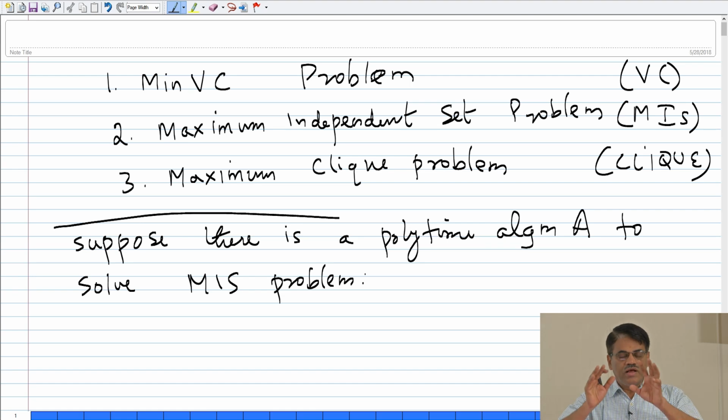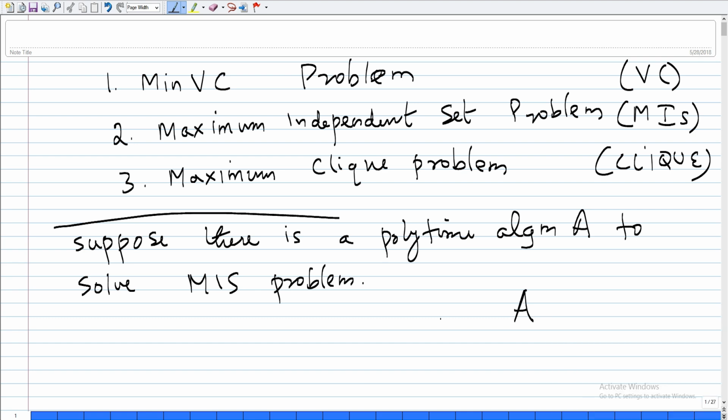Not in the same graph, right? We are not trying to find an independent set and a clique in the same graph. Just get out of that. We are talking about abstractly designing an algorithm for all graphs. So somebody gives me an algorithm A, which if you input a graph G, it will give you a maximum independent set. This is some black box which runs very fast. Now I want to use this algorithm A to design another algorithm which should take as input a graph G and give me the maximum clique in that graph. How can I do that?